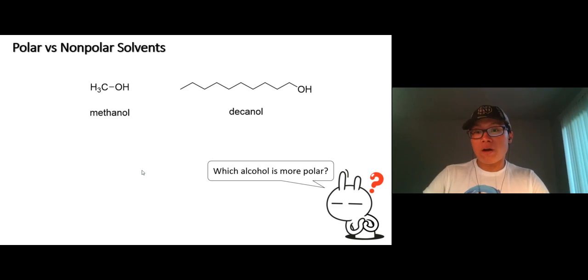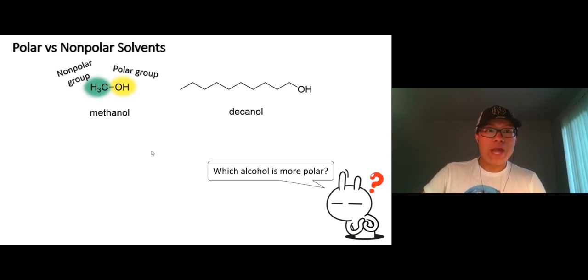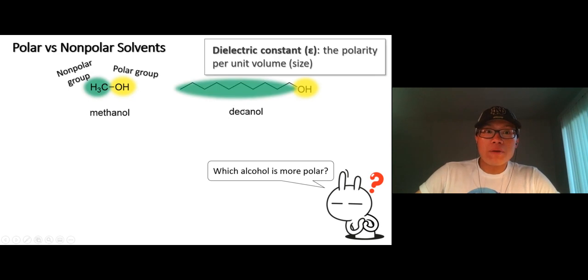Now let's think about this. Methanol is polar because of the OH bond. Hold on, right there, the OH group, the alcohol group. The CH3 is still there. That's a non-polar group, but the overall methanol is polar. Now let's consider decanol. Decanol is polar because of the OH group right there. But here's the thing though, decanol has 1, 2, 3, 4, 5, 6, 7, 8, 9, 10; deca means 10. So 10 carbons there. The non-polar group is really, really big.